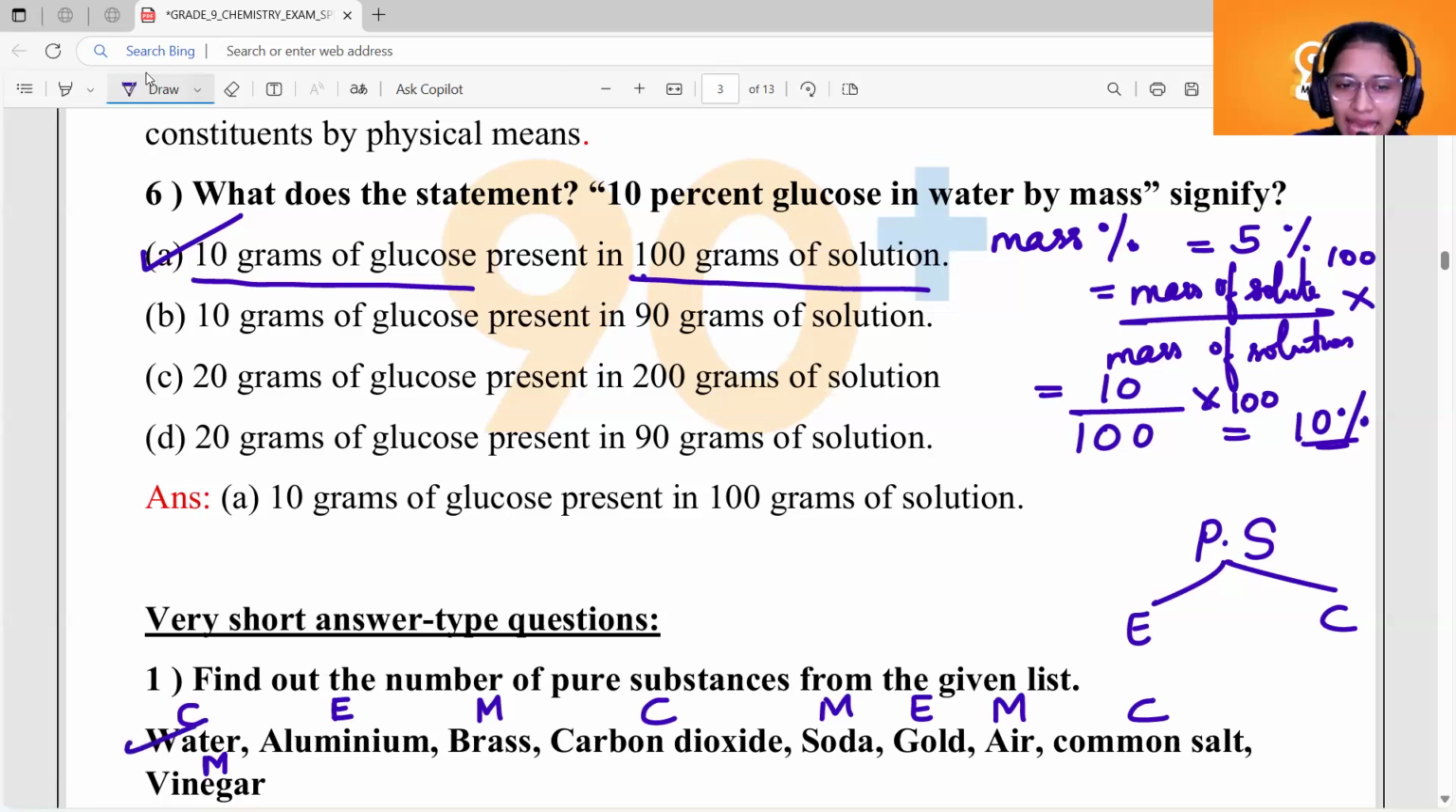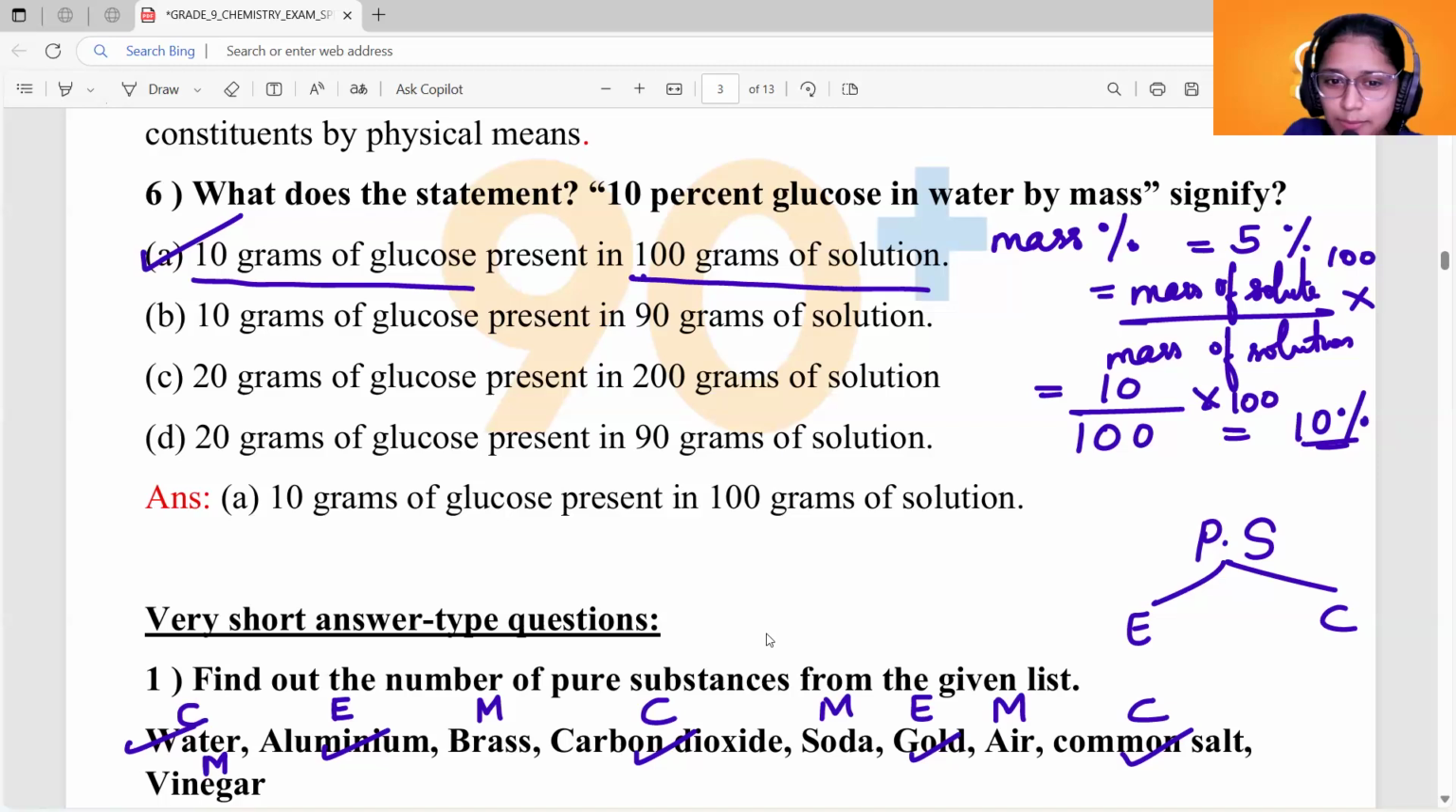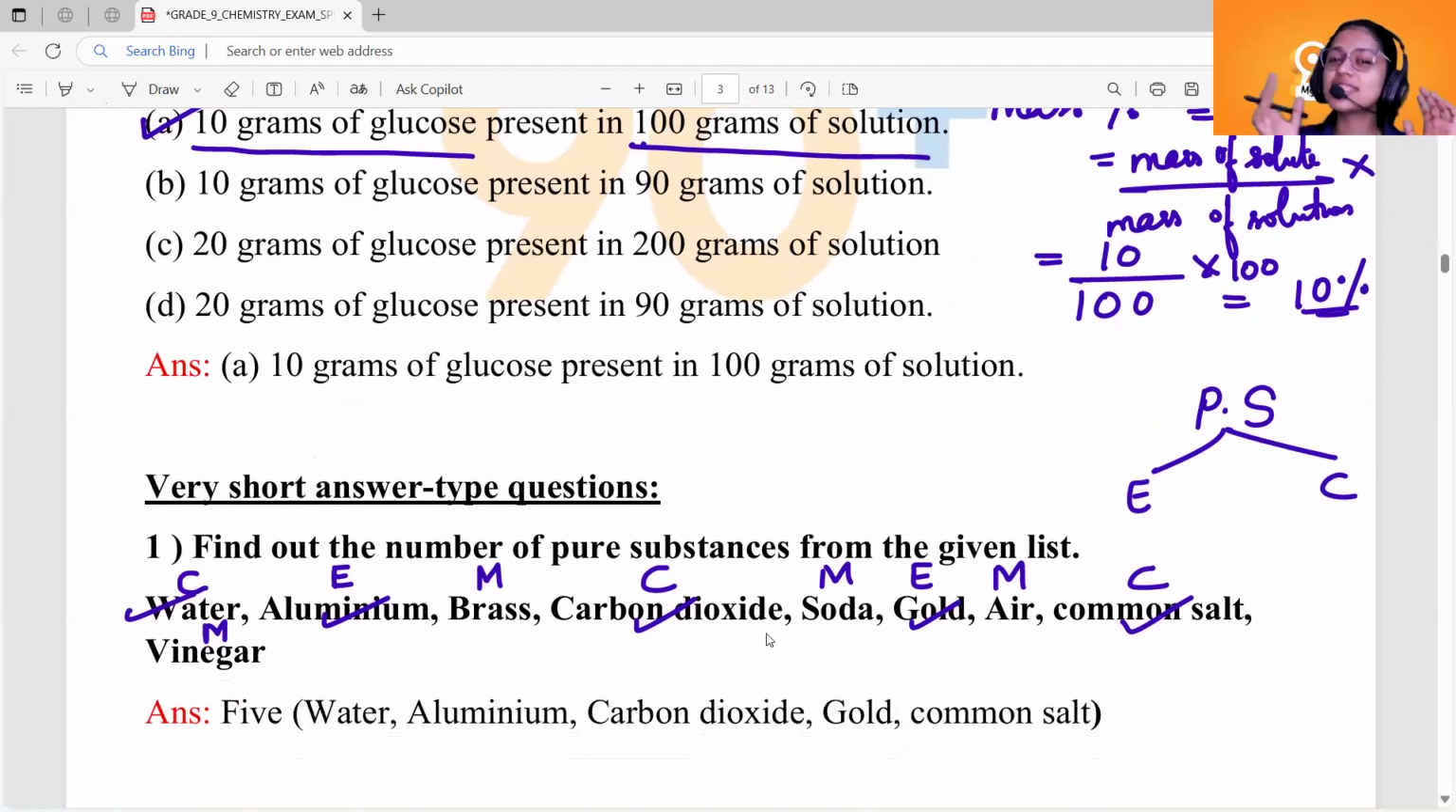Compound, element, compound, element, compound. So we've gotten 5 pure substances from this list, right? Water, aluminium, carbon dioxide, gold, and common salt. So we have 5 pure substances in this list. Let's check if our answer is correct. Yes, the answer is 5: water, aluminium, carbon dioxide, gold, and common salt. So do not get confused.